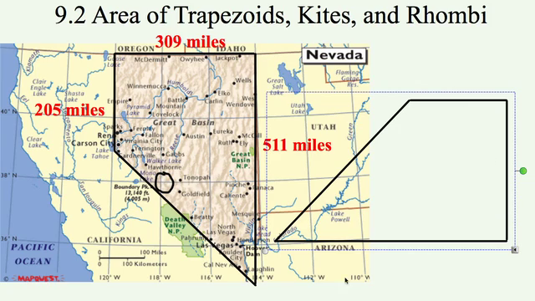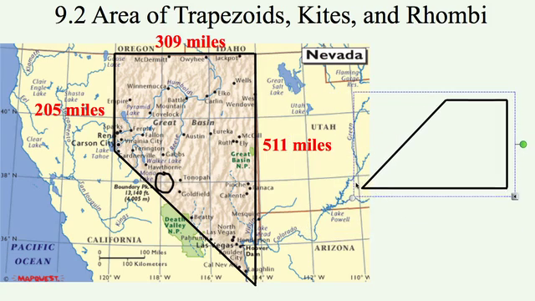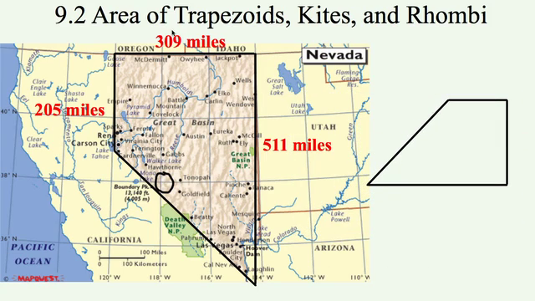I've got this trapezoid here, and I'm going to shrink it down, but I'm going to label the parts of it. So the one side over there was 309. Let's go ahead and put that on there for us. So this is 309. Up top was the 205, and on bottom was the 511. If you want to spin it around, it doesn't matter.